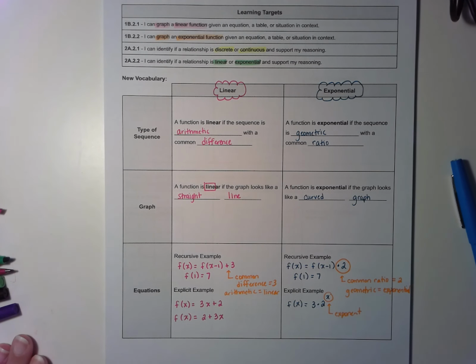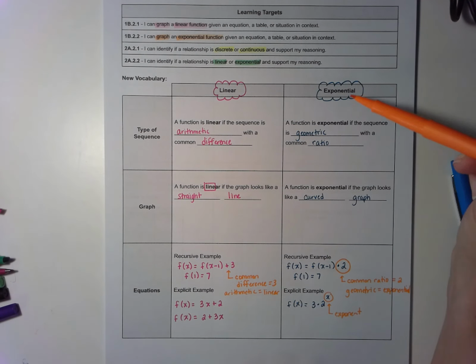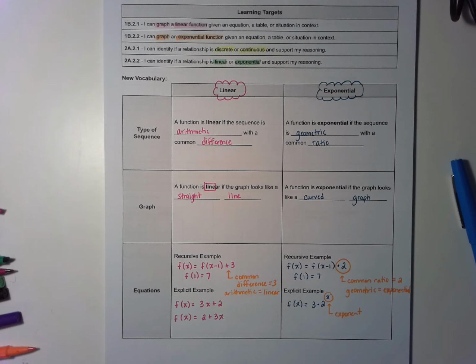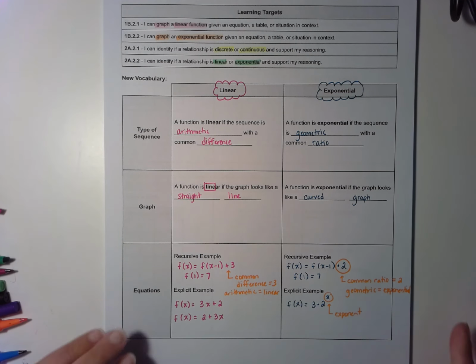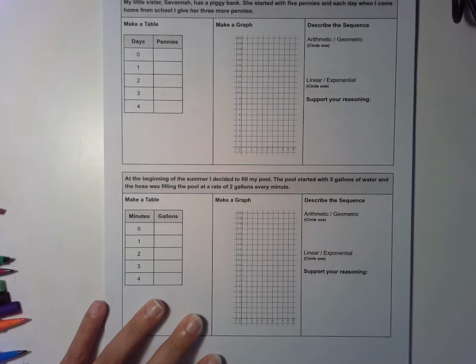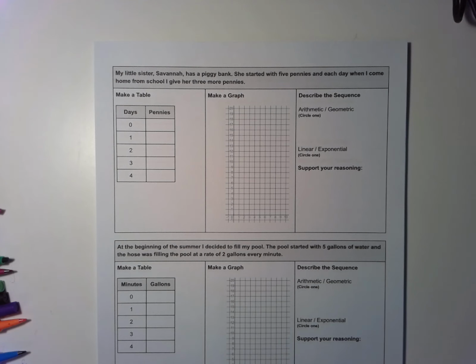Now, that's kind of where the names came from. The name linear came from the fact that the graph looks like a straight line, and the name exponential came from the fact that the equation has an exponent. All right, that is some basic vocabulary, and we're going to be using those vocabulary words in the next few problems as we look at some graphs, some tables, and some sequences to kind of explain our thinking and use some vocabulary to describe them.